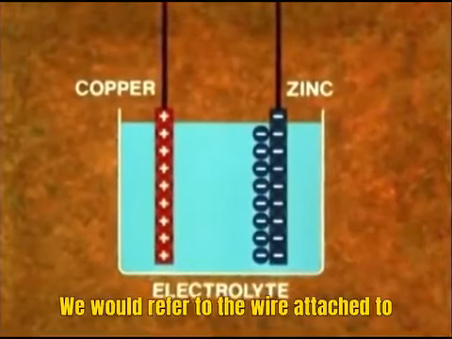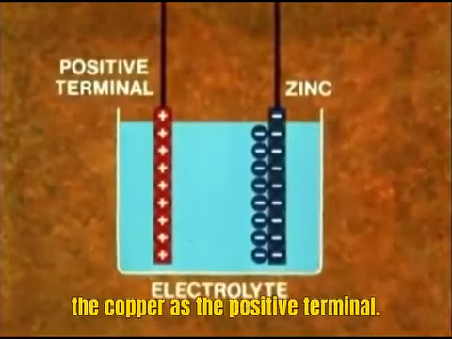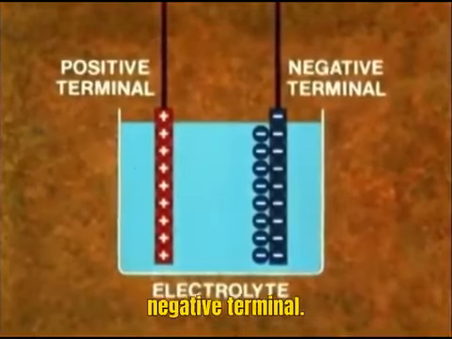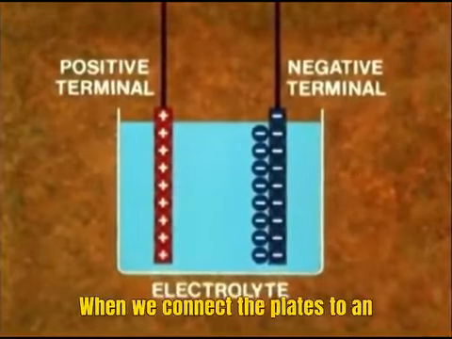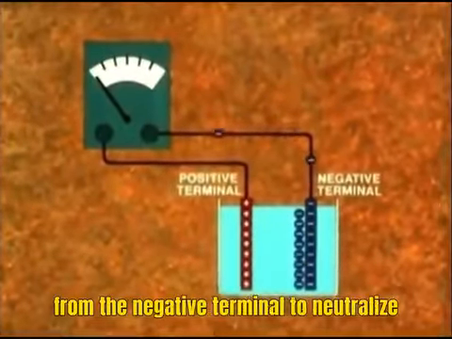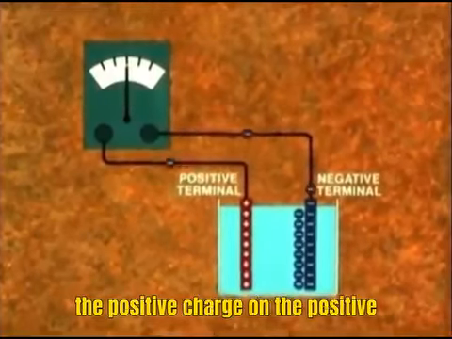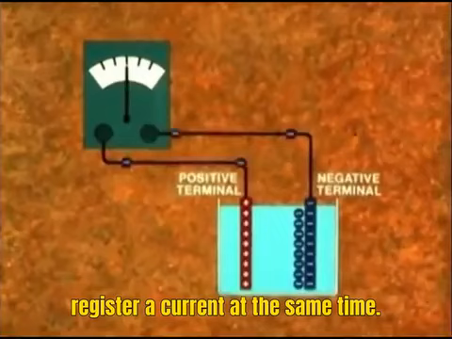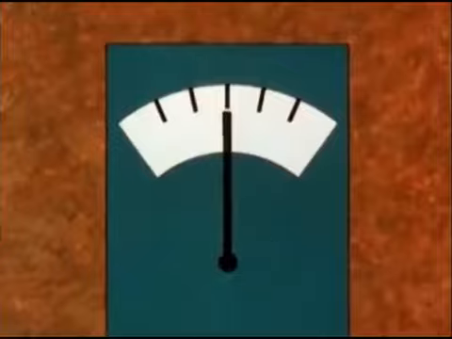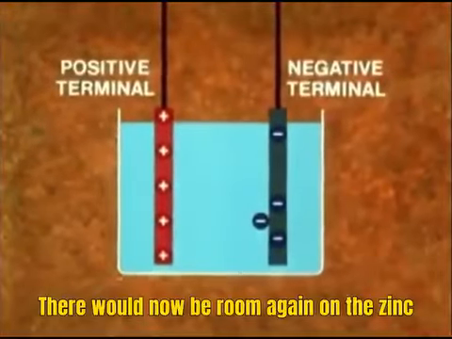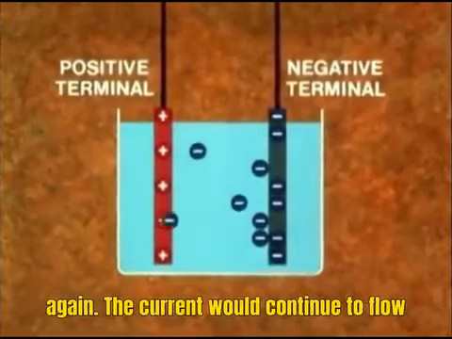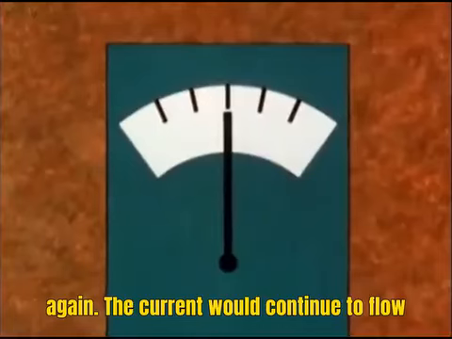We would refer to the wire attached to the copper as the positive terminal, and the wire attached to the zinc as the negative terminal. When we connect the plates to an instrument outside, electrons will rush from the negative terminal to neutralize the positive charge on the positive terminal, causing the instrument to register a current at the same time. There would now be room again on the zinc for some more electrons, and the transfer of electrons inside the cell would begin again. The current would continue to flow through the external circuit.